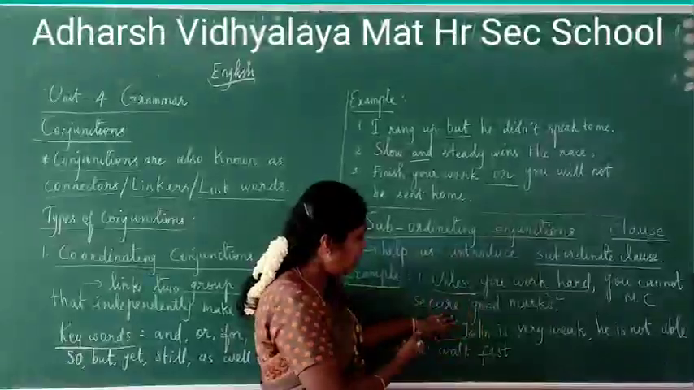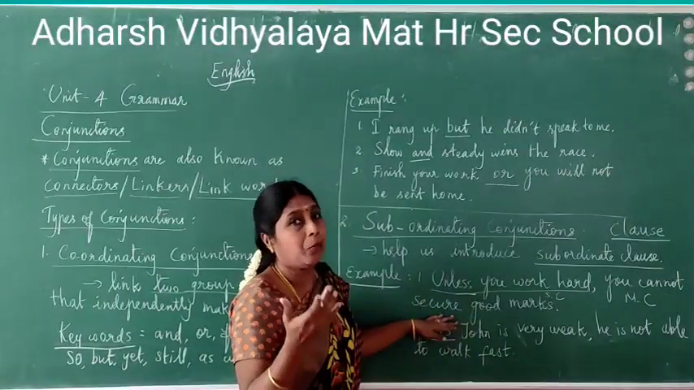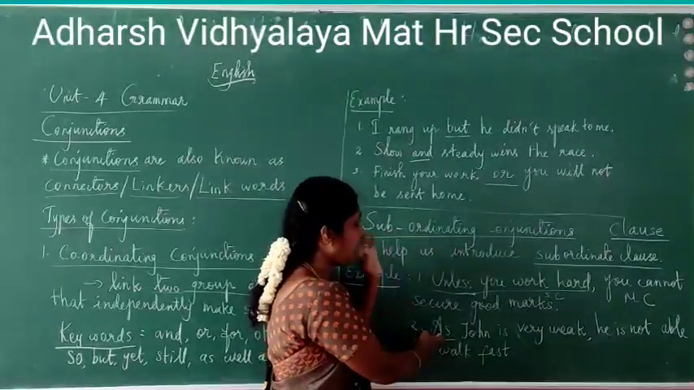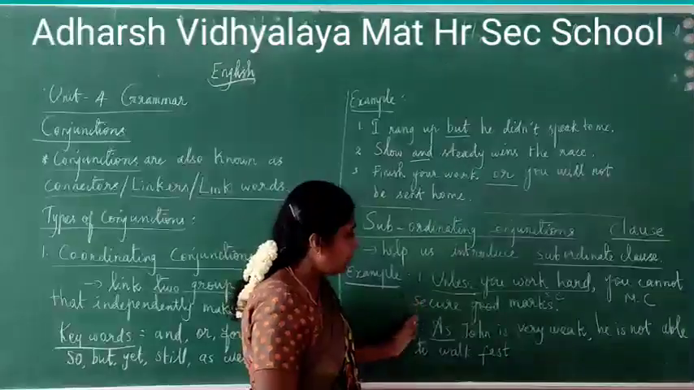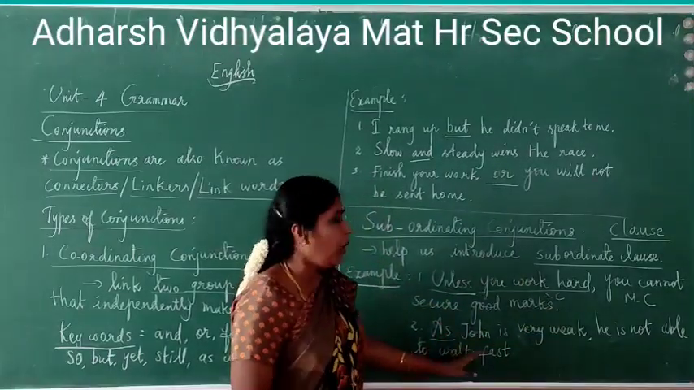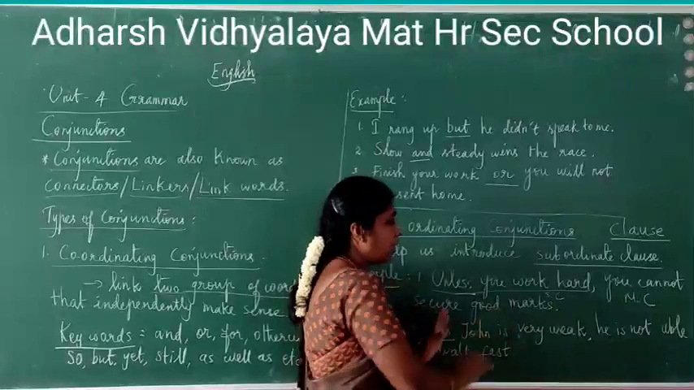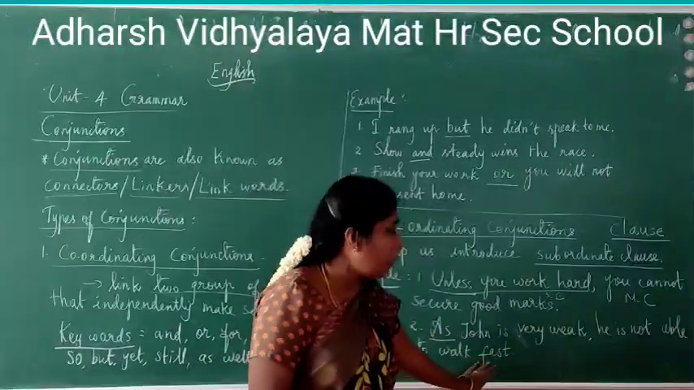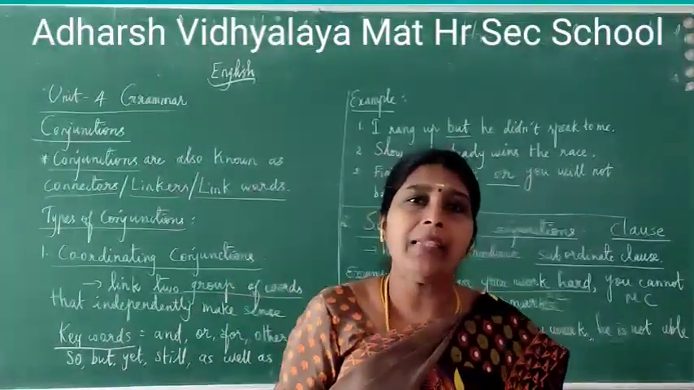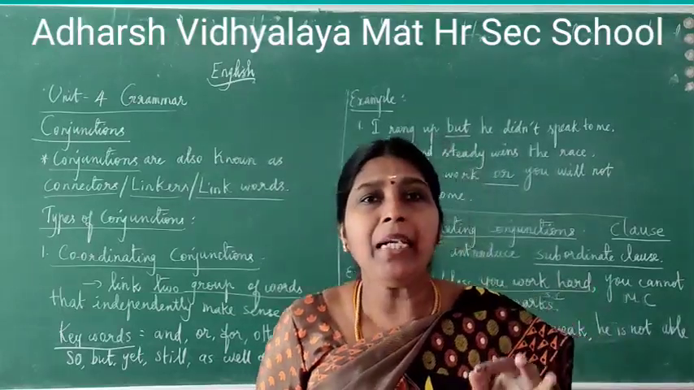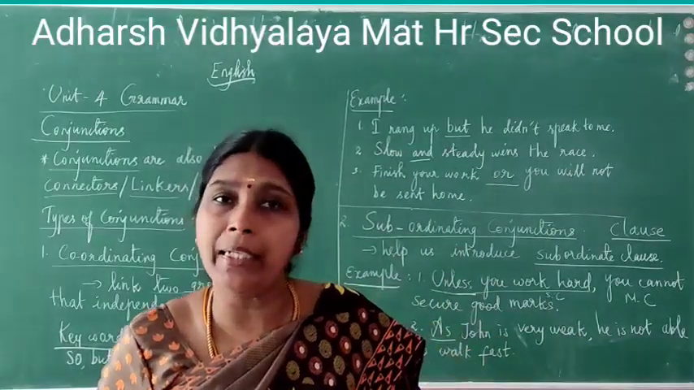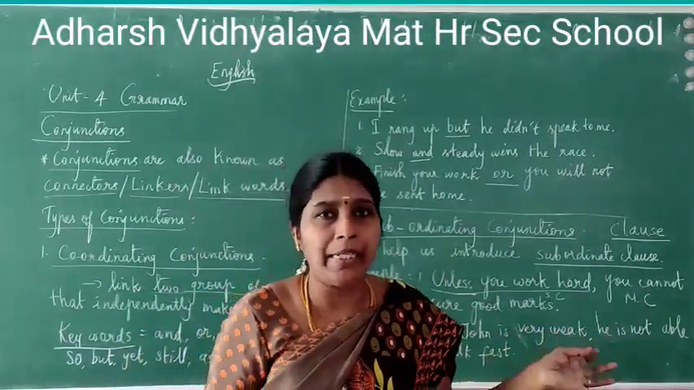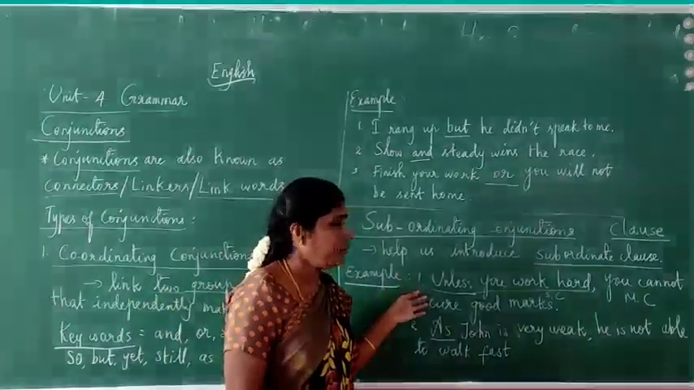complete meaning. He is not able to walk fast, another complete meaning. But both sentences are joined by a connecting word. There is a conjunction word, a subordinating conjunction word. "As" means, as John is very weak, he is not able to walk fast. So the sentence is, as John is very weak, that is the subordinate clause. He is not able to walk fast, main clause. So what is the other name for main clause? Independent clause. What's the other name for subordinate clause? Dependent clause, because it depends on the main clause to complete its meaning. You understand all of you?